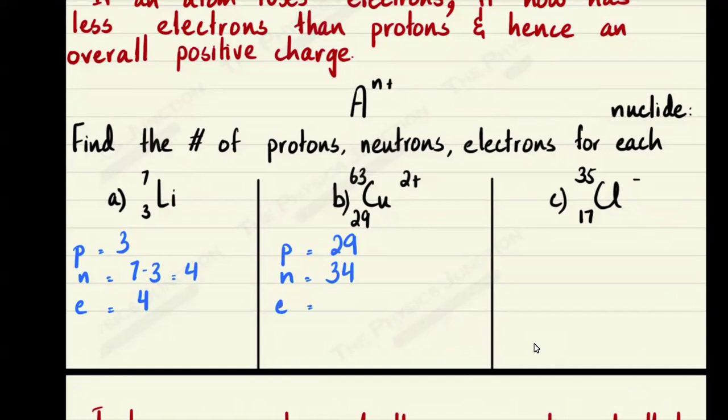And the number of electrons in this one. So for this to have a 2 plus charge, this means that the number of protons are 2 more than the number of electrons. So 29 minus 2, this must be 27. Next, the number of protons, 17. The number of neutrons, 35 minus 17, which makes this 18. And the number of electrons, again, this has a negative charge, so it means it has just one more electron than a proton. So 17 plus 1, that makes this 18.